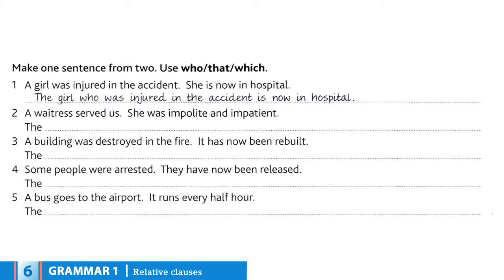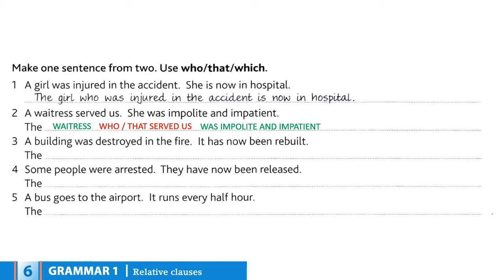Here we go. The waitress served us. She was impolite and impatient. The waitress. What waitress are you talking about? The waitress who served us. What happened? She was impolite and impatient. And altogether, it is: the waitress who served us was impolite and impatient.